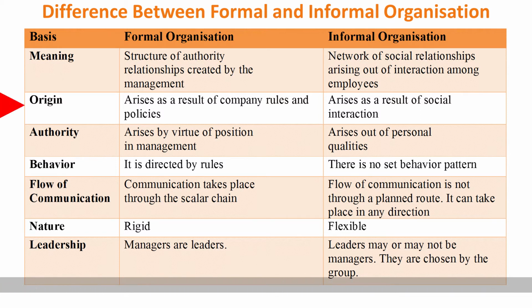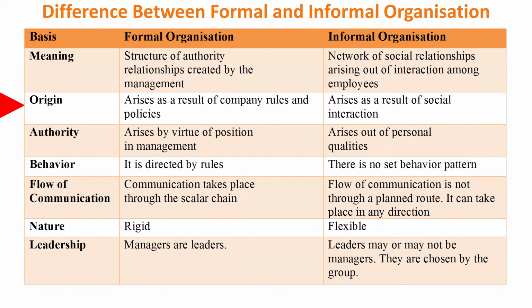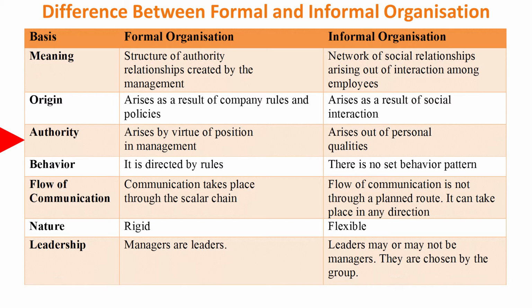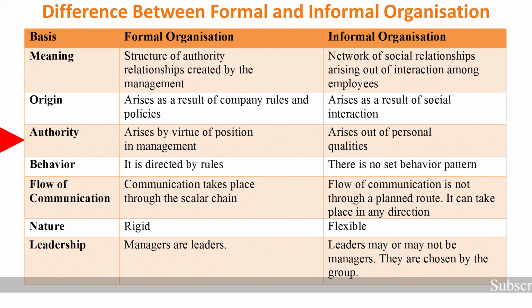Origin. On the basis of origin, formal organization arises as a result of company rules and policies. But informal organization arises as a result of social interaction among the other members. So it arises from social interaction. Basis of authority: in formal organization, authority arises because of the position in the management. Authority means power, so the power arises from the position in management. In informal organization, it arises out of personal qualities.